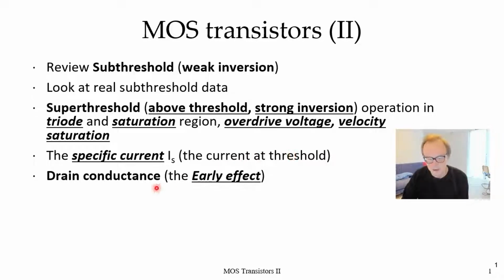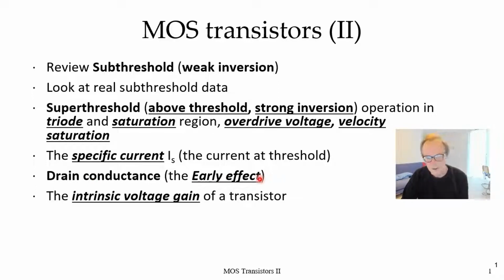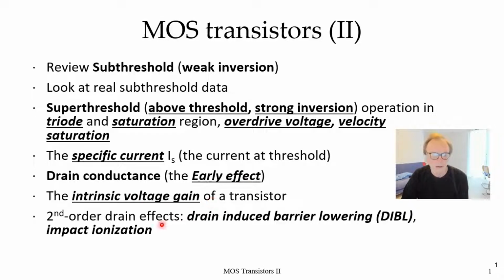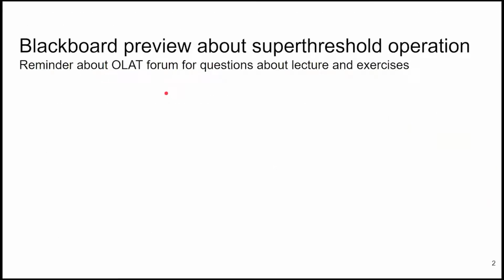And then we'll spend quite a long time talking about drain conductance or the early effect by channel length modulation. And we'll talk about the intrinsic voltage gain of a transistor. And then we'll consider for a bit the second order drain effects, drain-induced barrier lowering, and impact ionization. So this is pretty hardcore transistor physics, not much neuromorphic engineering in it, but it's sort of critical for all levels of circuit design. So here goes nothing.